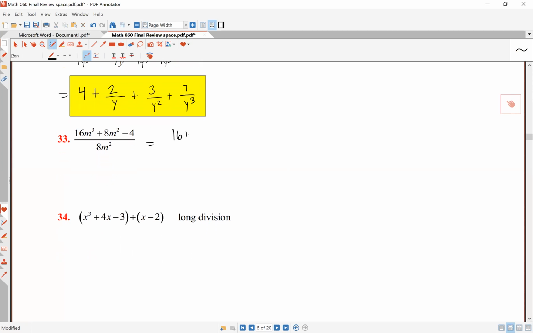Same problem, some kind of problem. 16m cubed divided by 8m squared plus 8m squared divided by 8m squared minus 4 over 8m squared. 8 goes into 16 twice. M cubed over m squared is m. 8's cancel, m squareds cancel, just left with 1. 4 goes into 8, 2. And the m squared left over. 1 over 2m squared.